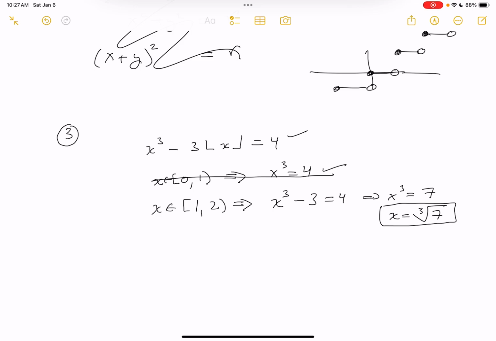Now let's go to the next one. Let's go x is between 2 and 3. And you're going to get x cubed, I'm between 2 and 3 now, minus 6 is equal to 4, which means x cubed is equal to 10, which means x is the cube root of 10. I guess that one works too, by the way, because cube root of 10 is 2 point something. That works? All right, I'll put a box in that one.